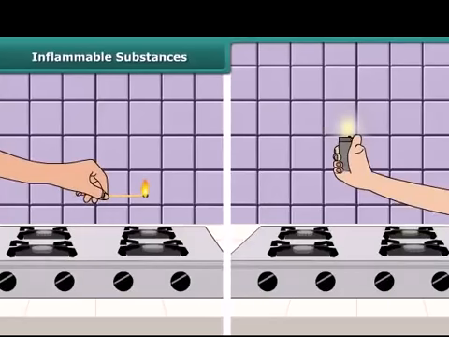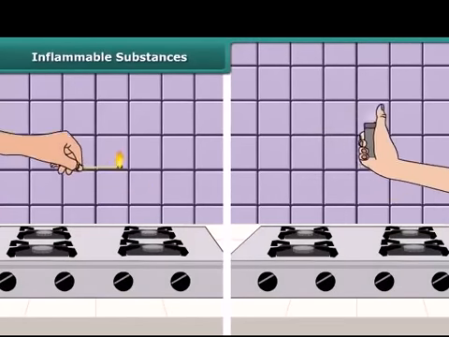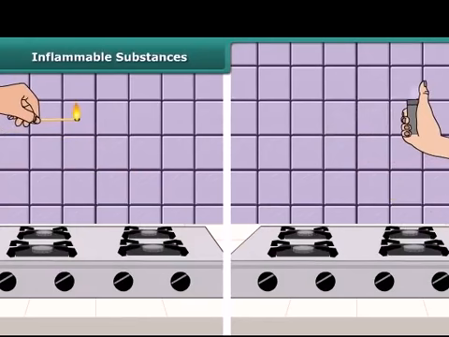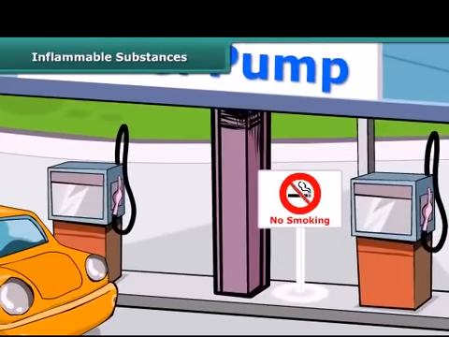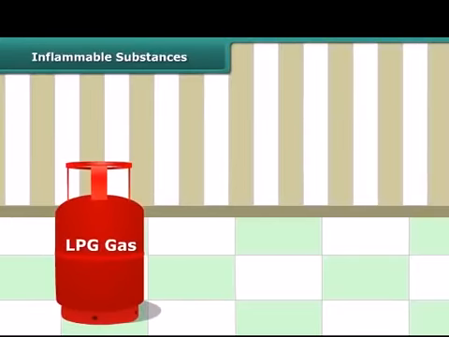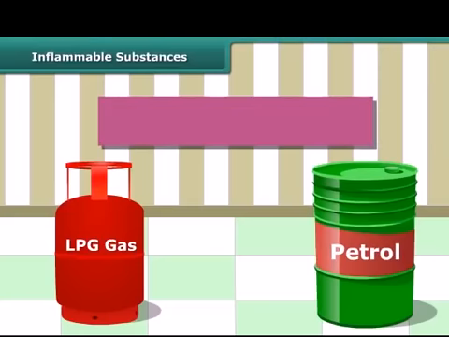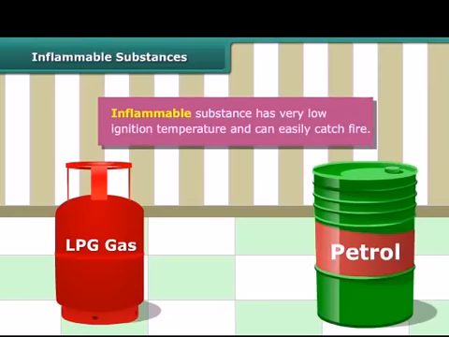Your mother would have told you to keep a burning matchstick or a lighter away from the LPG gas stove in the kitchen. This is because LPG catches fire very easily. Similarly, you must have seen no smoking signboards at the petrol pumps. It is because petrol also catches fire very easily, and therefore it is advisable not to smoke at the petrol pumps. Substances like LPG and petrol are inflammable because they have low ignition temperature, due to which they readily catch fire.